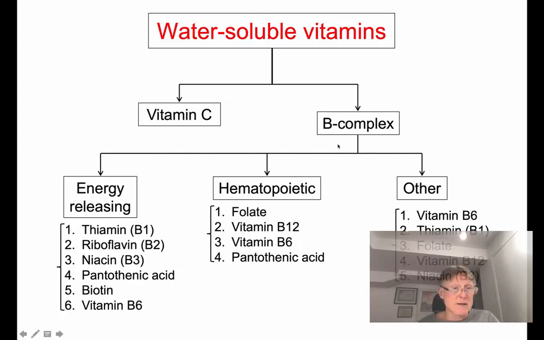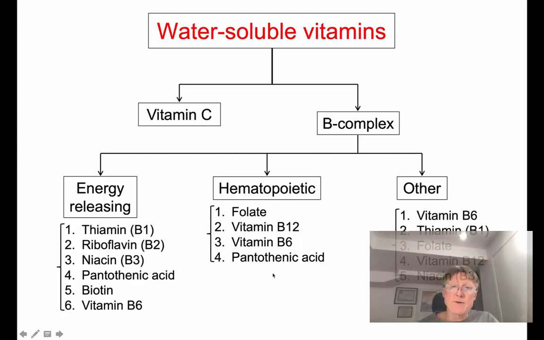So the B complex actually can be divided in three groups, the ones that we call energy releasing, hematopoietic, and other. Energy releasing not because the vitamin provides energy, but because the vitamin participates in the process by which your body produces energy from carbohydrate, fat, and protein, for instance. But the vitamin itself is not an energy yielding molecule, but it participates in the process of energy production. So that's why there are six of them that are classified within the group of energy releasing. And there are the hematopoietic because they participate in the process of red blood cell production. So you have 4 of them.